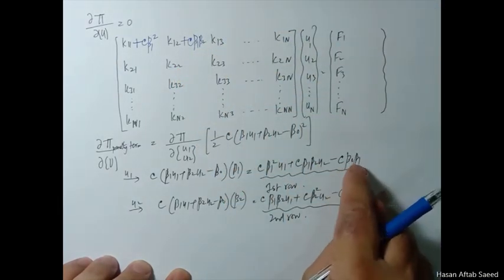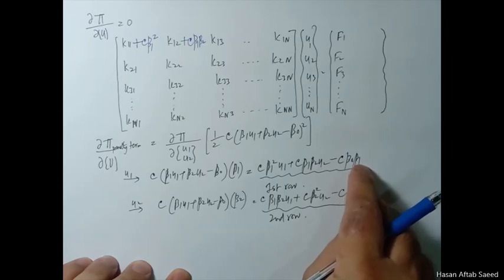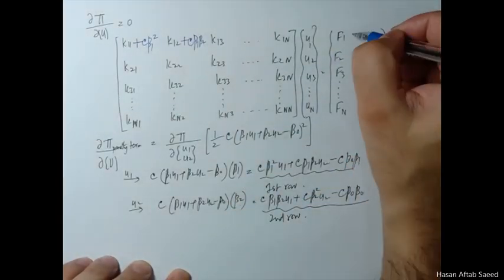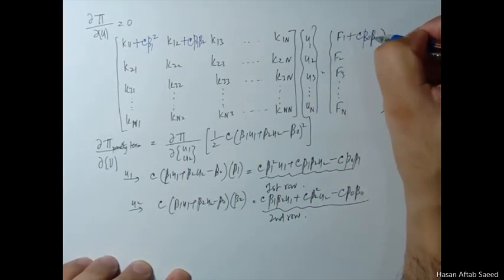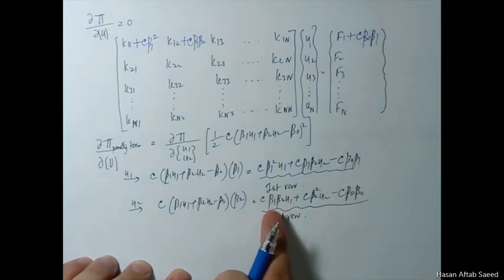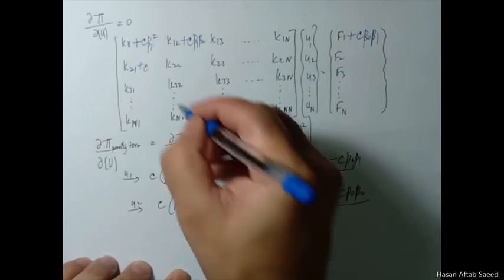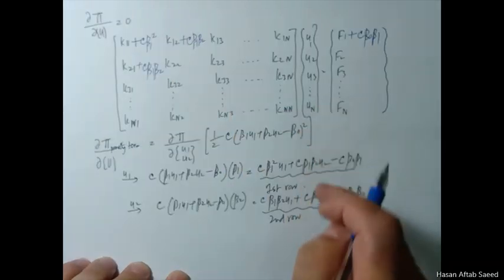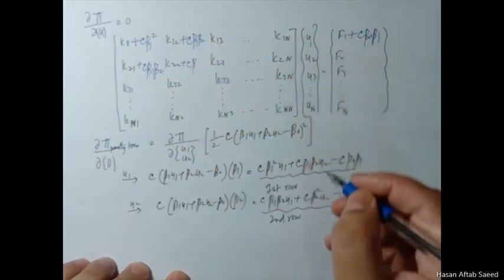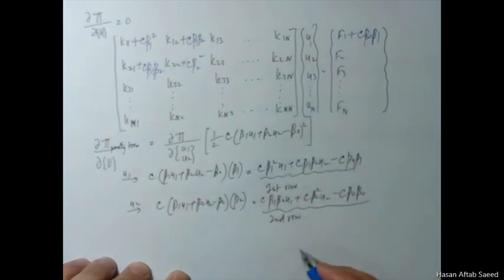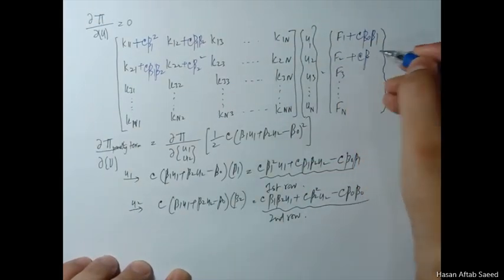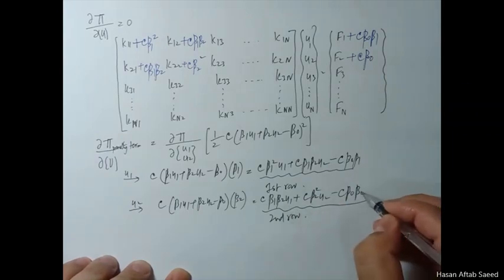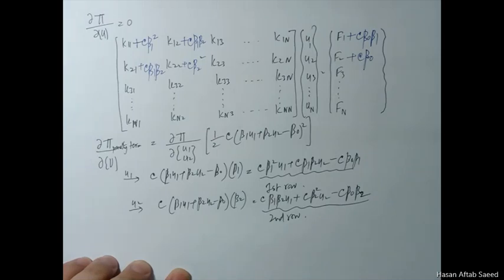This term c beta naught beta 1, there's no u1 or u2 or u3 here, so on the left hand side it cannot be accommodated. It's a constant, goes to the right hand side. Similarly, second row, this multiplies u1, so it's very obvious. Here this gets multiplied u2, and this is a constant term. I beg your pardon, this is beta 2, not beta naught.